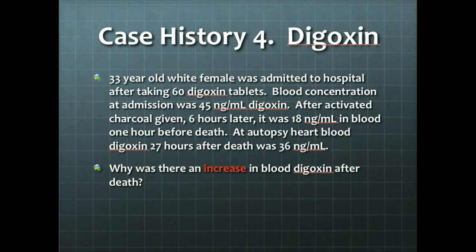At autopsy, heart blood digoxin 27 hours after death was 36 nanograms per milliliter. So you can see we went from admission of 45 down to 18, and then after death it went back up to 36. Why was there an increase in blood digoxin after death? If you think about it, it was due to post-mortem release from heart muscle into the heart blood, which can happen in the case of digoxin. Let's look at the next case.